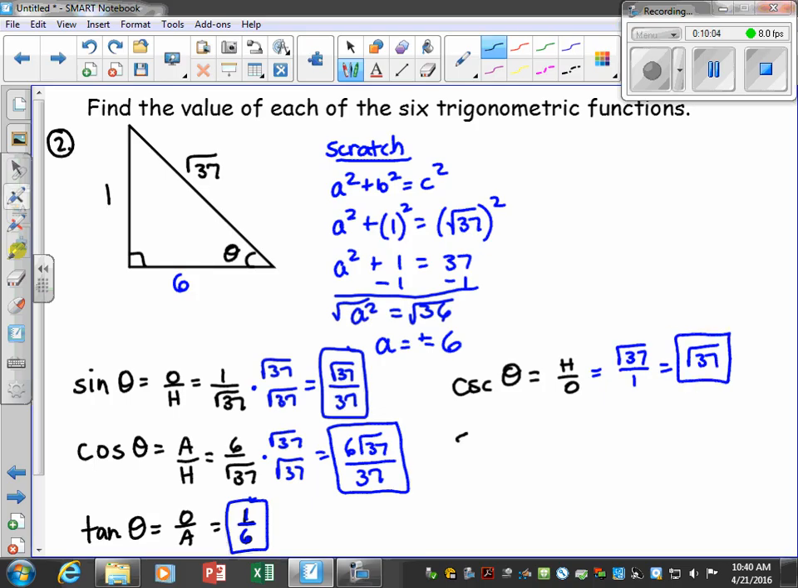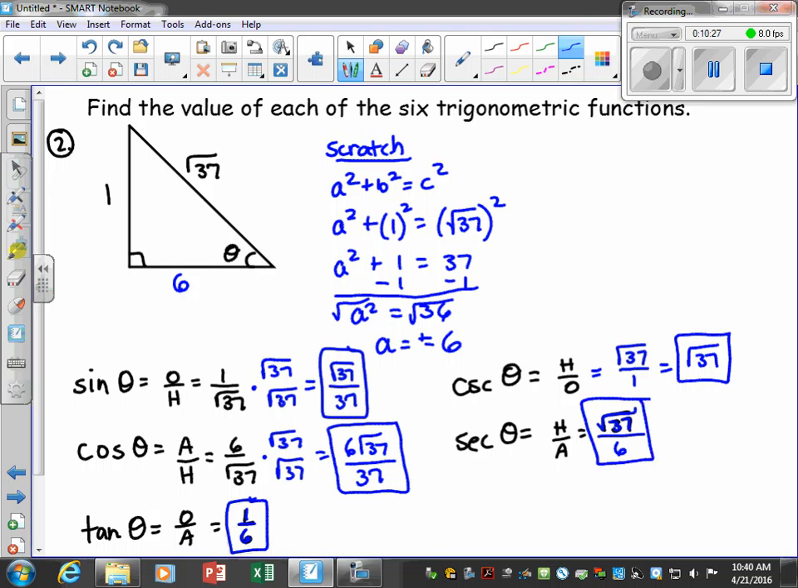Secant theta is going to be hypotenuse over adjacent. So by definition, hypotenuse over adjacent. So that's just going to be the square root of 37. Put that in blue. Over 6.